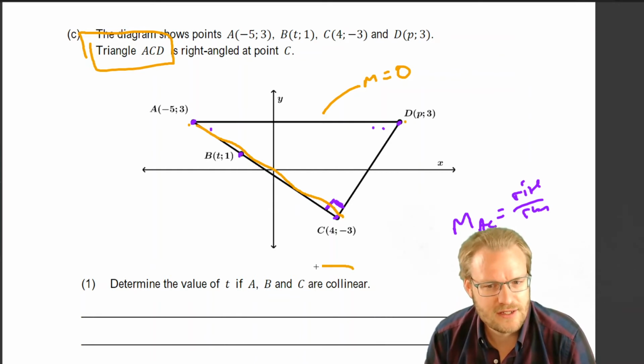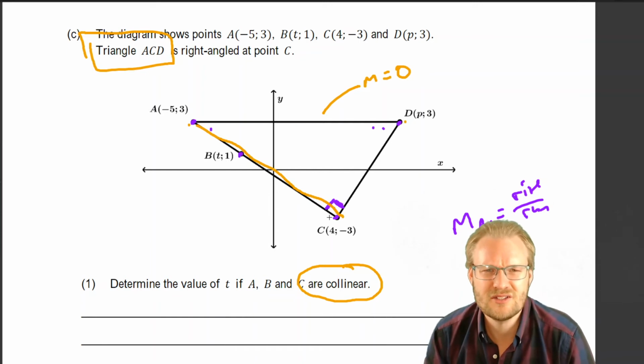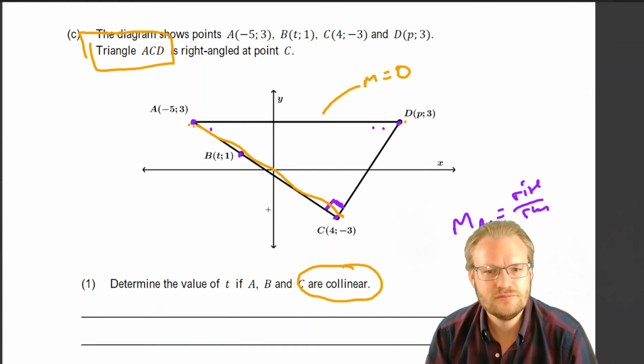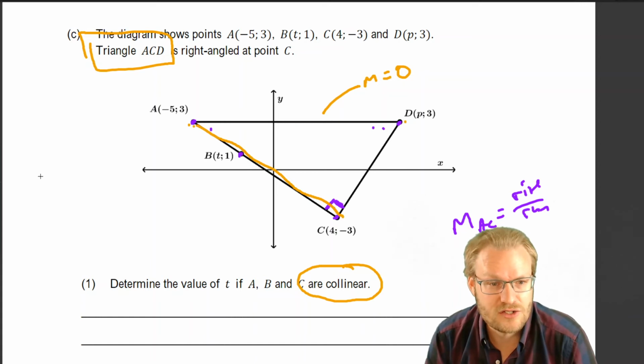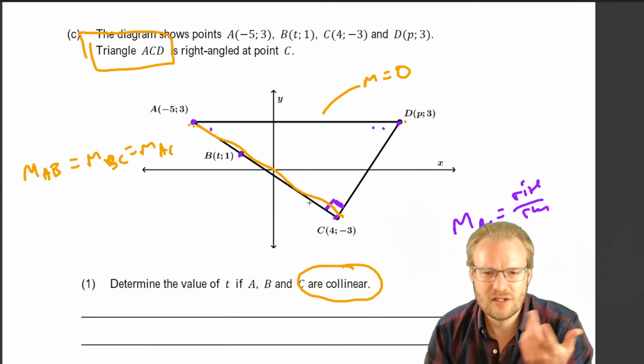So it gives us that same information twice when it comes to the first question. A, B, and C are collinear. What does collinear mean? It just means they lie on the same straight line. What do we know about points that lie on the same straight line? Well, it relates to their gradients, and their gradients must be the same. So you're going to use some combination here: this gradient, MAB, is MBC, and that's also the same as MAC.